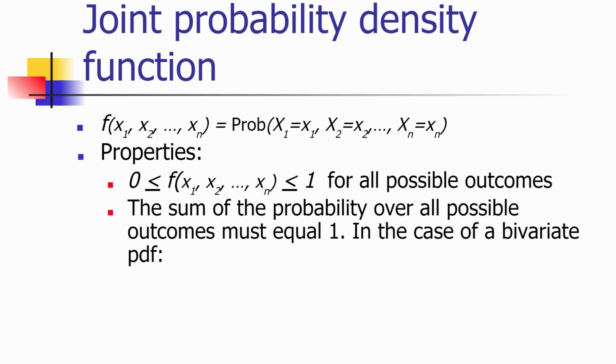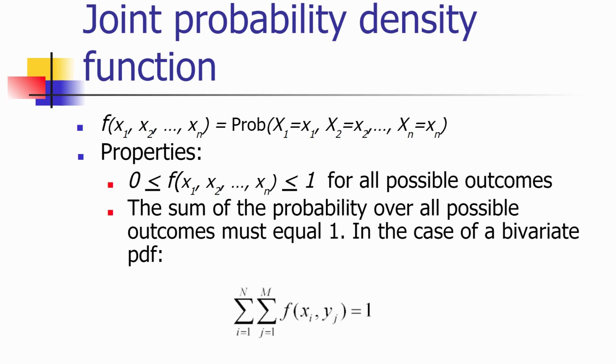The other characteristic is that the sum of the probability over all possible combinations of outcomes must add up to 1. In the case of a bivariate probability density function, where we have two variables, x and y, we can write that as the joint probability of observing each possible combination of x and y adding up to 1, where we're doing a double summation there. In the inner part of that summation, we're holding the outer part constant, and we're adding up the probability for a given level of xi, all the possible outcomes for yj. In the outer part of that, we repeat that process for each possible level of xi.